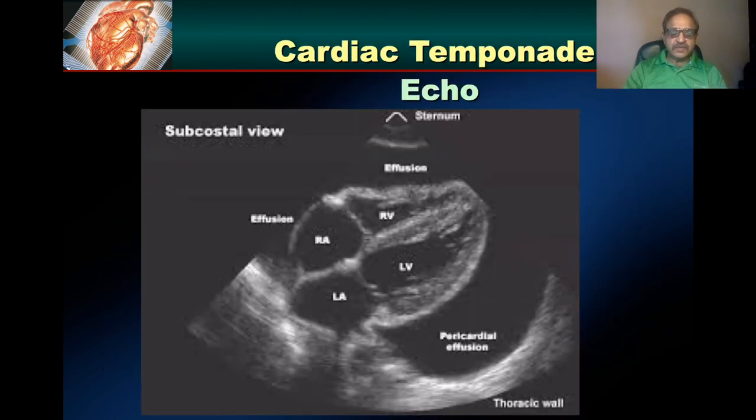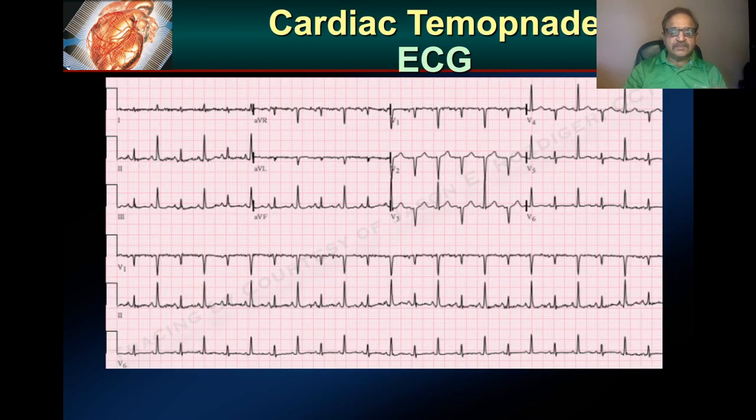ECG shows electrical low voltage complexes and electrical alternans. You can see one complex is tall and the other is small. This is due to swinging of the heart in large pericardial fluid. The axis of the heart is constantly changing and there is electrical alternans. A very important and specific finding to diagnose cardiac tamponade.